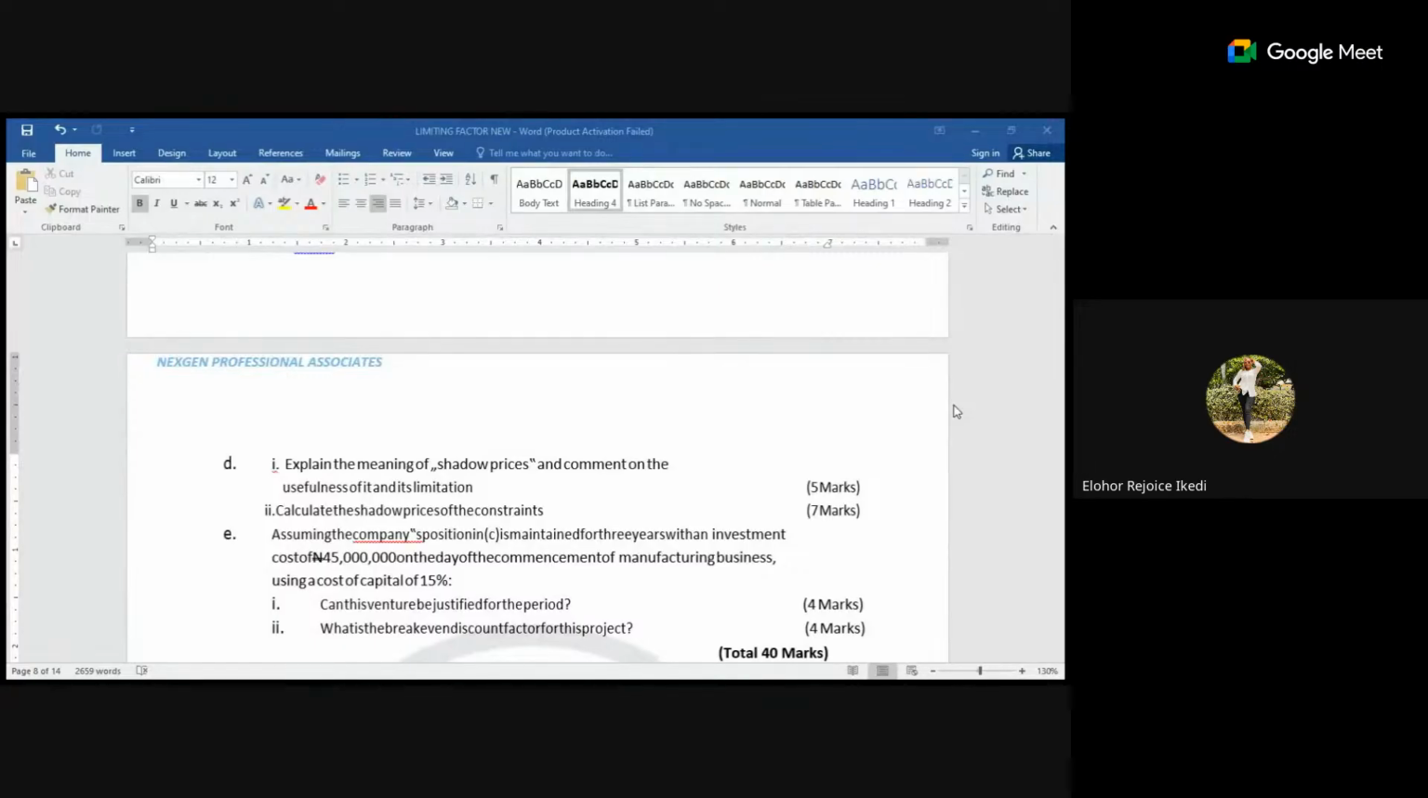We follow the process by first of all determining the limiting factor by comparing your available to your required. When we did that, we noticed that it was material B that was the limiting factor in terms of material scarcity. The other step is to do the contribution, but in this question, they already gave us the contribution. So we went ahead to do the contribution per limiting factor, and after that, we did the ranking and we allocated.